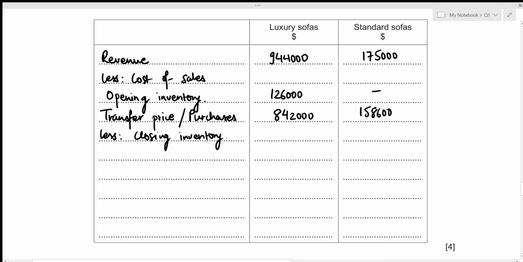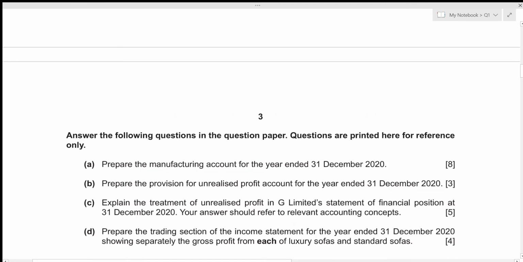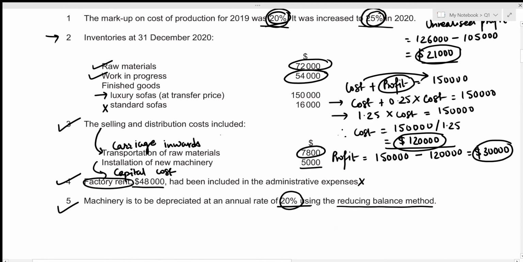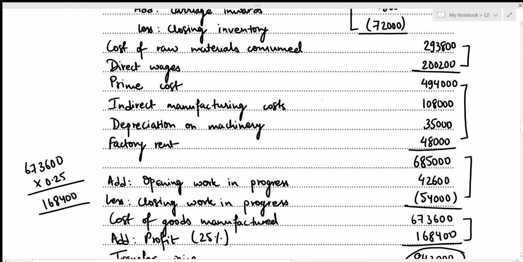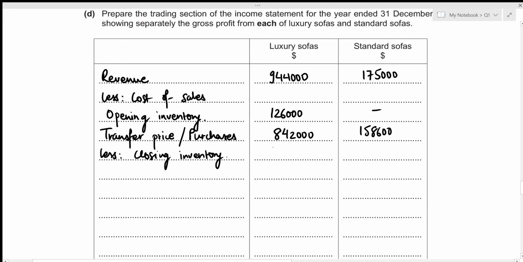Let's have a look above. So the closing inventories are given right here, and we have the finished goods. For luxury sofas, it was 150,000. This is the closing inventory, whereas for the standard sofas, the closing inventory amounted to 16,000. So let's record these two amounts. So firstly, for luxury sofas, it's 150,000. I'm going to record it in a bracket indicating that this needs to be subtracted. Then for standard sofas, it was 16,000.